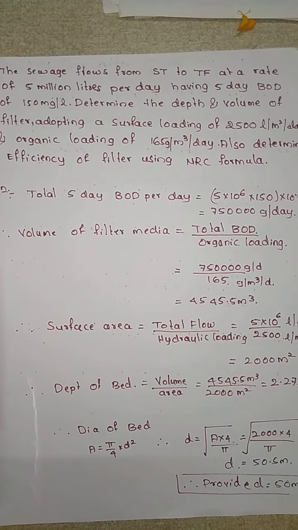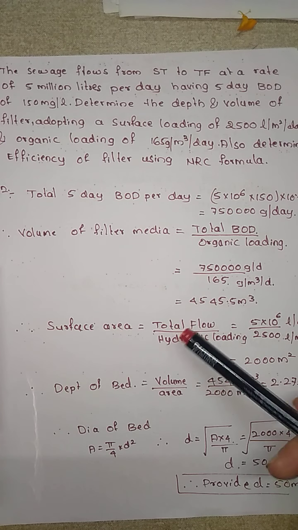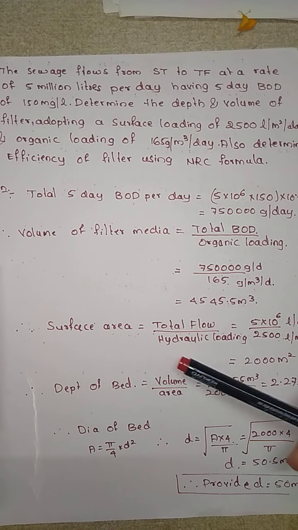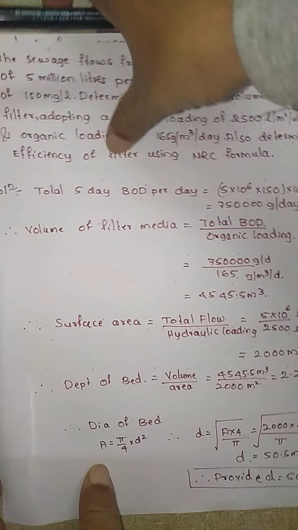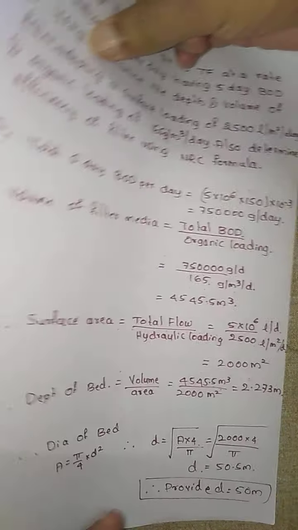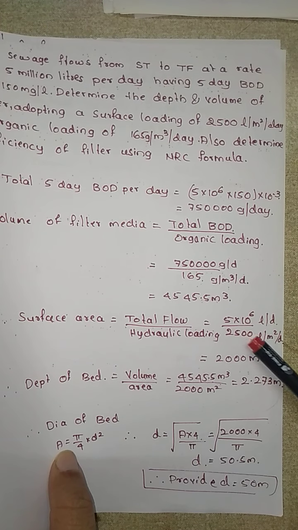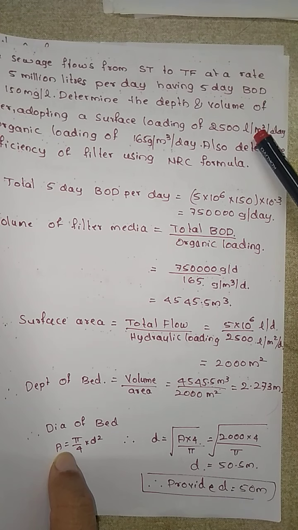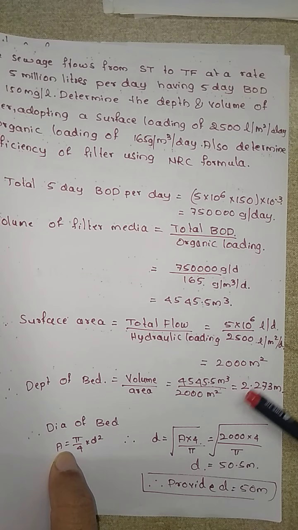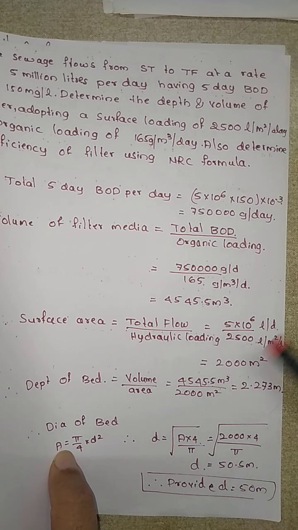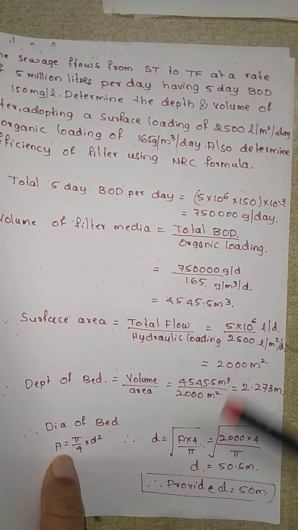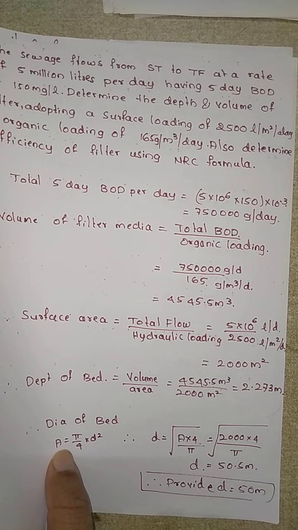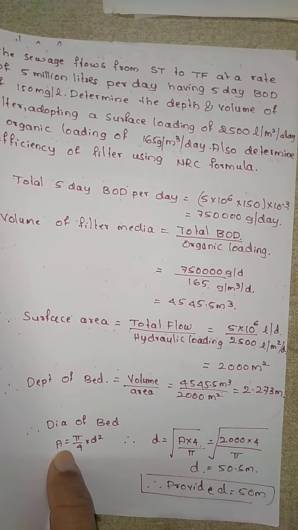Therefore, from this volume we can calculate the surface area. The formula for surface area, which you have studied in previous classes, is total flow divided by hydraulic loading. The total flow is 5 million liters per day, divided by the surface loading, which they have given as 2500 liters per meter square per day. So liter per day cancels, and 1 by meter square remains in the denominator. It comes upside, and we get 2000 square meters. So the surface area is 2000 square meters.